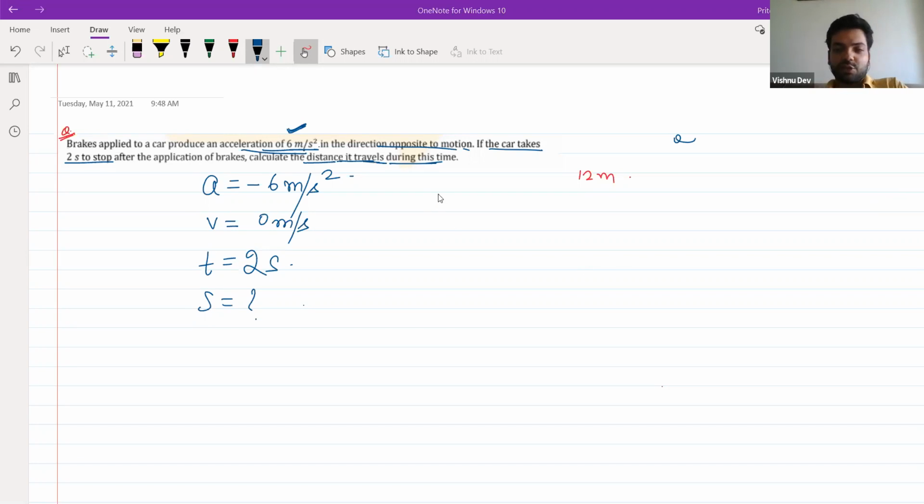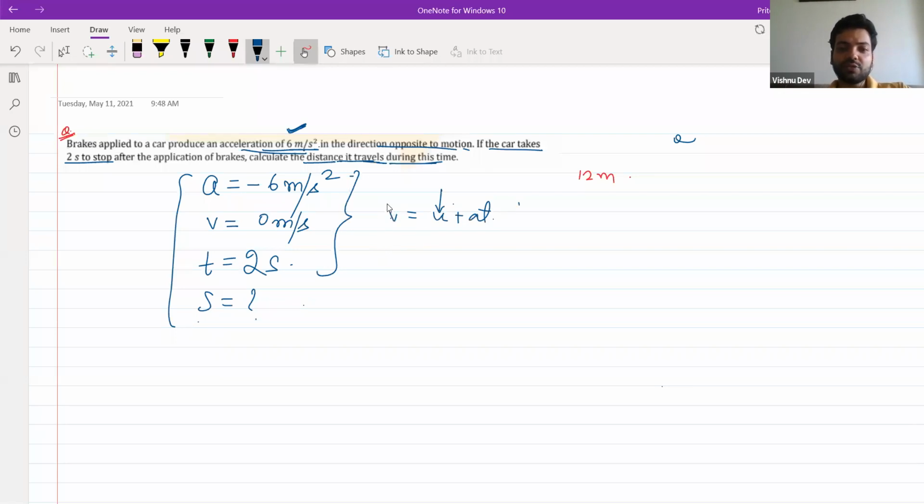Okay. So what equation have you used here? Definitely none of the equations has all these 4 variables connected. But we can do one thing. We can use V equals U plus AT to figure out U first, because we have all other information given.